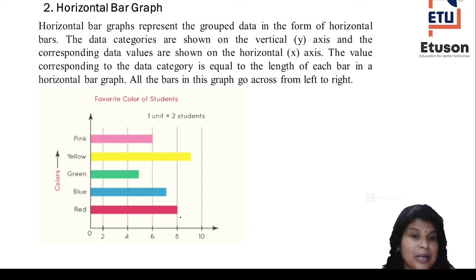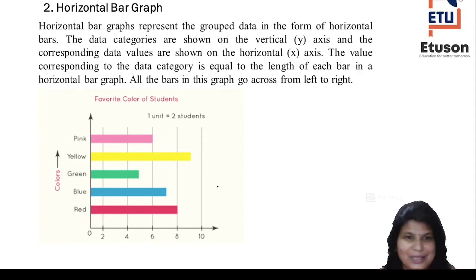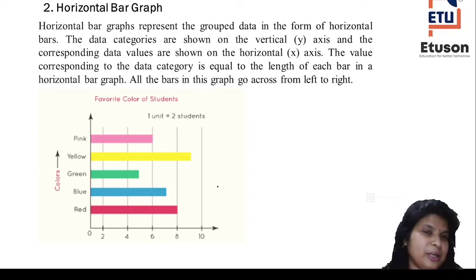Correct or not? And which is the color that the fewest students like? It is green. So from the bar graph, very easily you can find out. Because the bars are plotted horizontally, it is a horizontal bar graph.